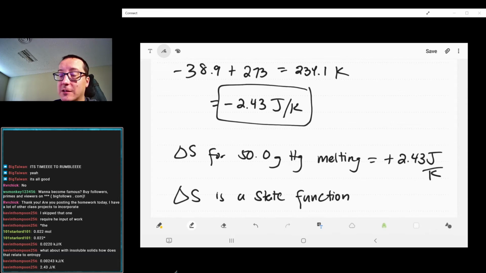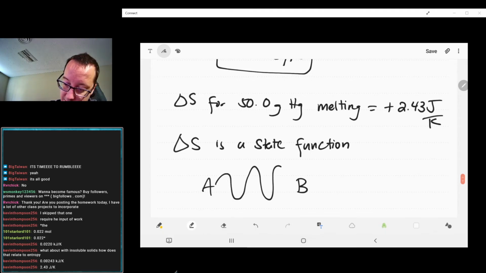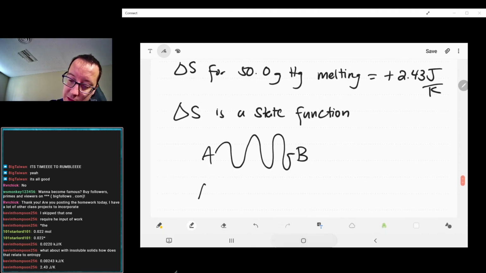So just like distance, if we remember, if you're going from A to B, you could go this crazy distance traveled, or you could just go in a straight line, but the distance between those two is still the same. So path independent. Does not matter how crazily you wiggle about. As long as you get from A to B, the distance between A to B is the same. And so that's the same with delta S. So just remember state functions there. All right, that's a fun example.